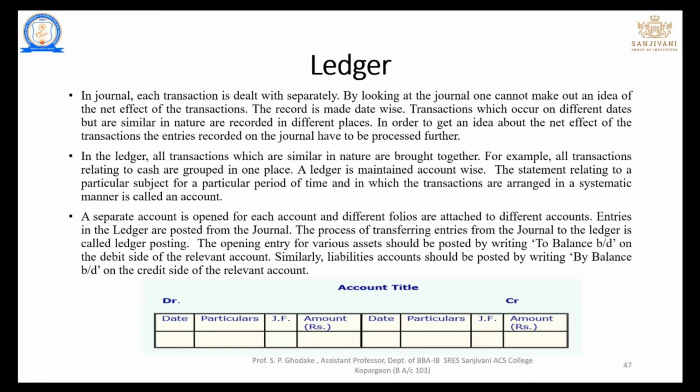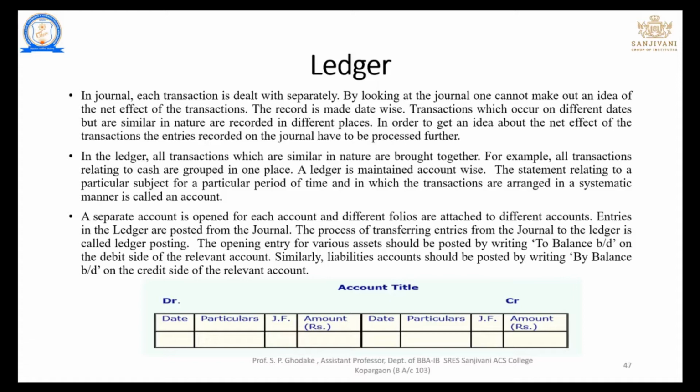In the journal, each transaction is dealt with separately. By looking at the journal one cannot get an idea of the net effect of the transactions. The record is made date wise. Transactions which occur on different dates but are similar in nature are recorded in different places. In order to get an idea of the net effect of the transactions, the entries recorded in the journal have to be processed further.